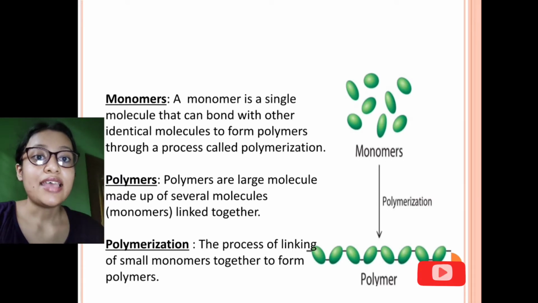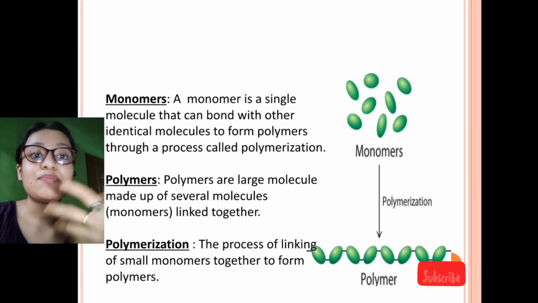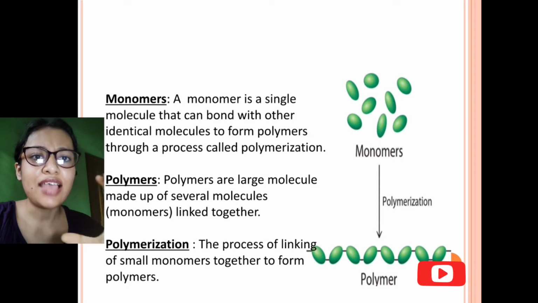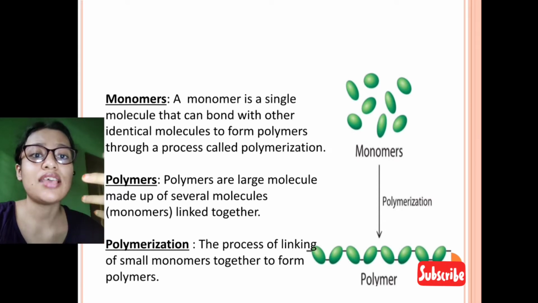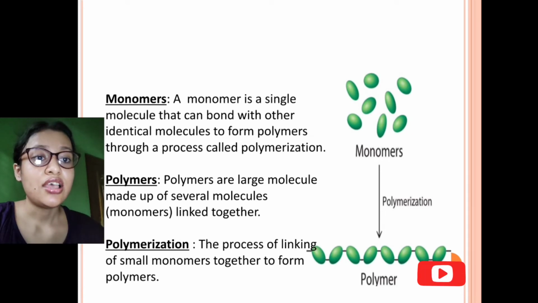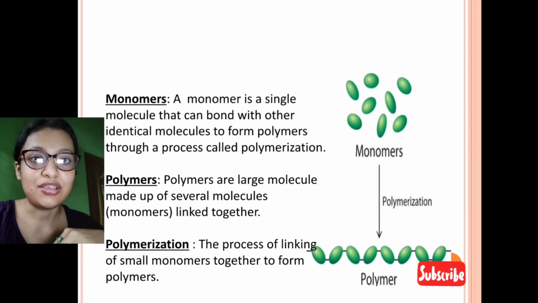Now what are polymers? Polymers are large molecules made up of several molecules, that is the monomers, linked together. You see in the picture, these polymers are large molecules, made up of several monomers linked together. And polymerization is what? It is the process of linking small monomers together to form polymers. That is known as polymerization.